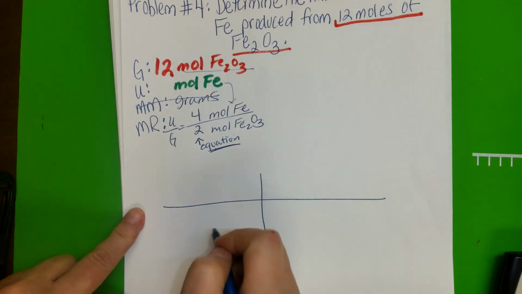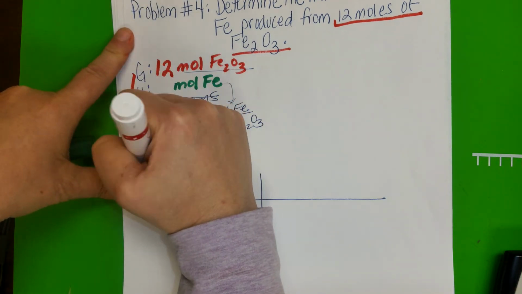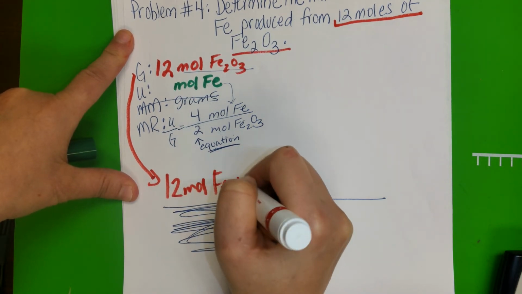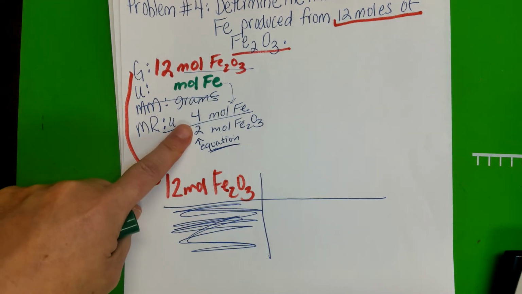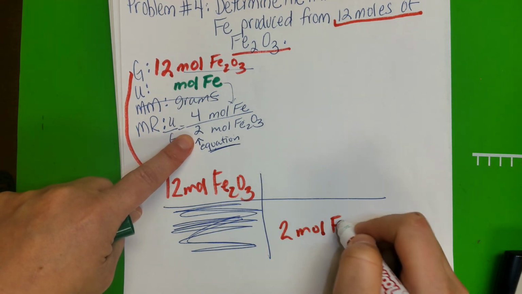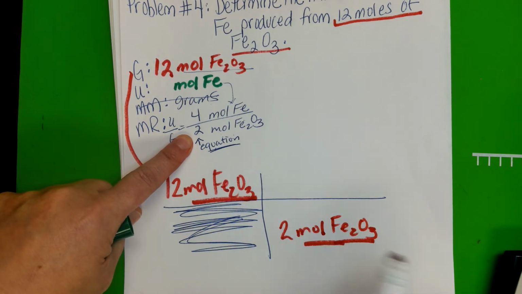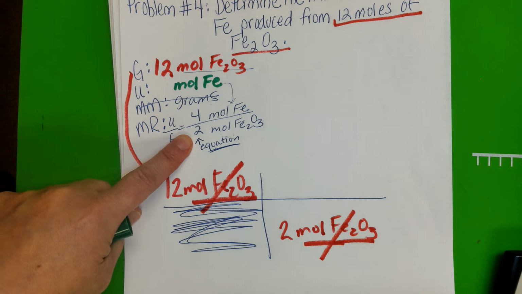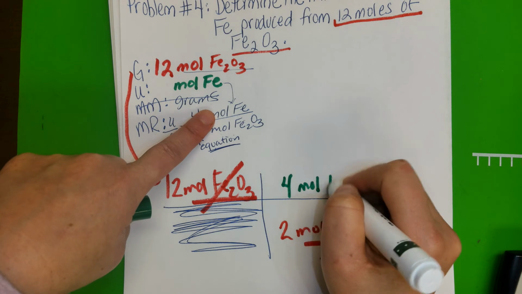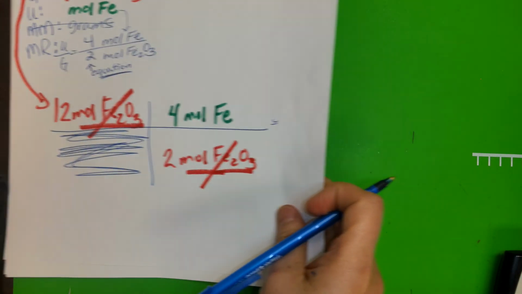Remember there's nothing here in the bottom, or you just put a 1, and then you start with your given, which is 12 moles of iron oxide. Then you just write down what is in here. So in the bottom, it will be 2 moles of iron oxide. You see how this is the same? Moles of iron oxide, moles of iron oxide, and then the 4 moles of iron. Now we are ready to solve it.